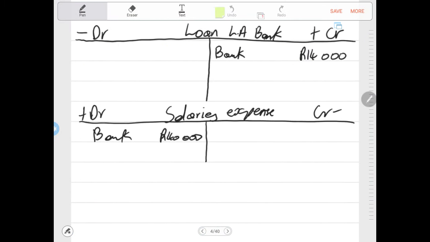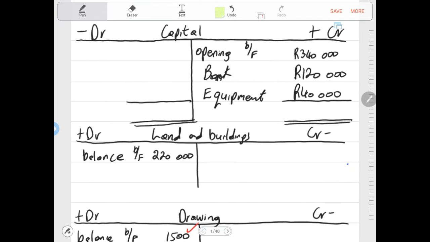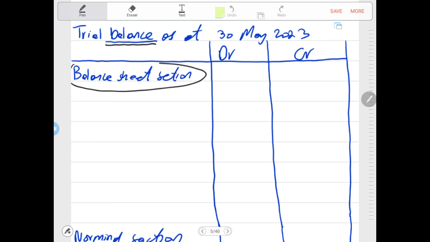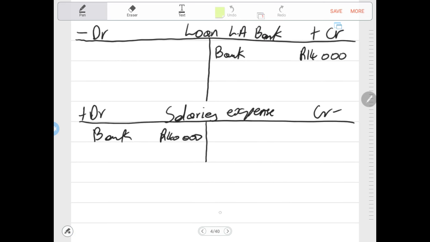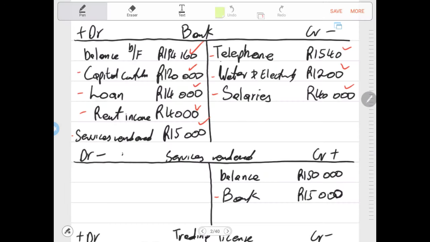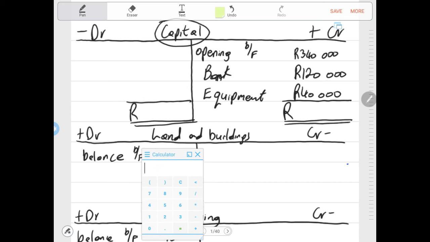How do we record from a ledger account to a trial balance? Very easy. First thing we do, we go to the ledger account that is given in your question paper. You see that the first ledger account is capital. And we know that capital will be recorded under the balance sheet section. So how do we record this capital amount? We write the total. You draw the two lines, you write the total. Please make sure that you write the total here.